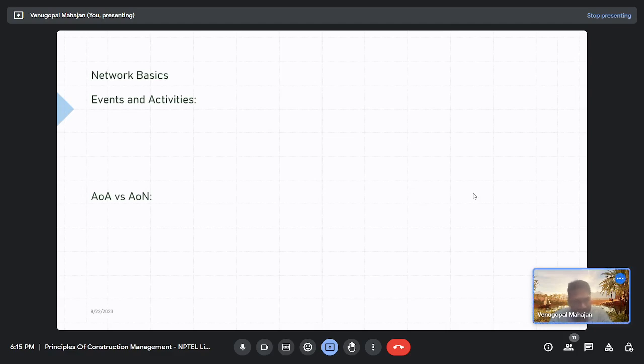So in our case, we will be taking directional links. We will be drawing with the help of events and activities. An event is an instance of time, and an activity is the whole duration, the passage of time. So what we have here is one activity. This is a link.